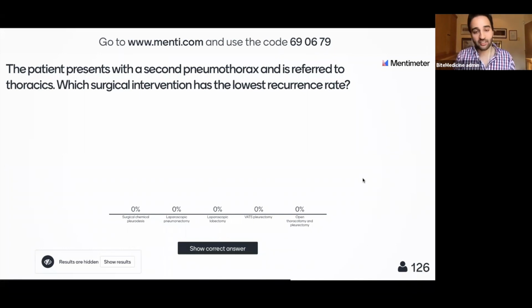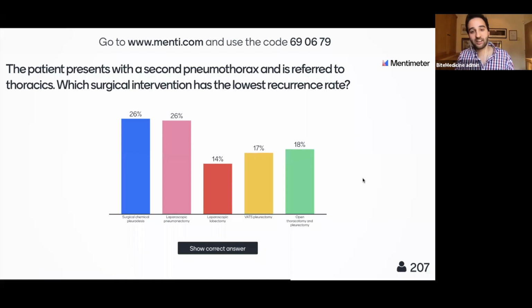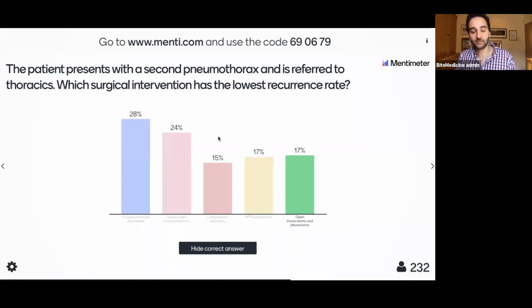This is more of a thoracics question, but it can definitely come up in your exams, and it's useful to know. I had a thoracics job, and when I started, I didn't really know what any of these words even meant, to be honest. Okay, let's have a look. Everyone thinks everything, which is as expected. There we go, 18% of you, brilliant. Open thoracotomy and pleurectomy. So let's have a look at our surgical options for pneumothorax then.